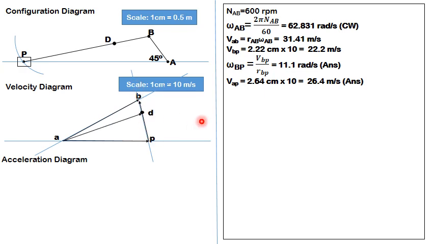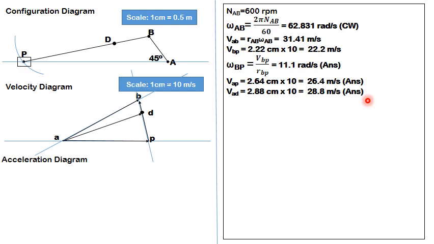Locate that point and draw the vector AD. So this vector AD is nothing but the velocity of point D with respect to point A, the linear velocity of point D. So that I have calculated. The length is around 2.88 centimeter. Multiply it by the scale which we have. So the answer is 28.8 meters per second. So this is the third question which has been answered in the problem statement.